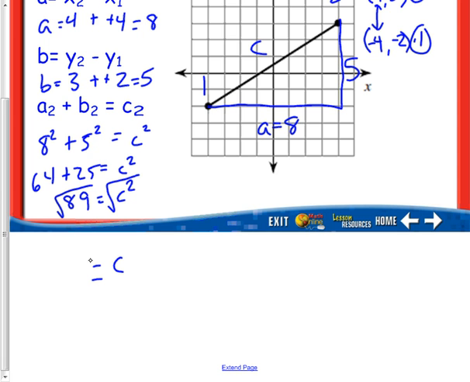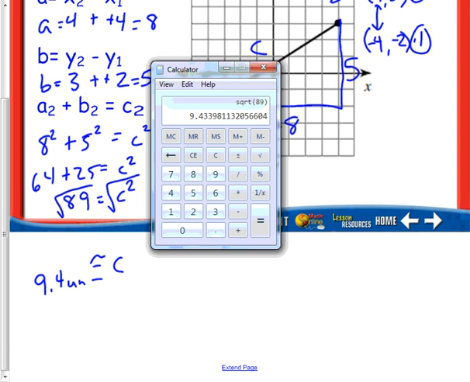So we want to say about 9.4 units. Okay, so according to our calculator, that's what we got. Again, we want to make sure that we do include units with our answer, just because we are talking about a distance.